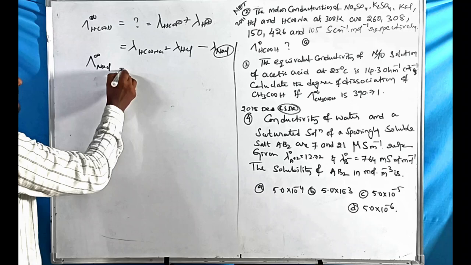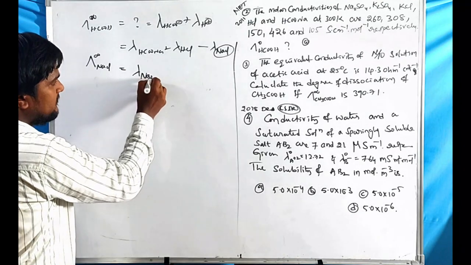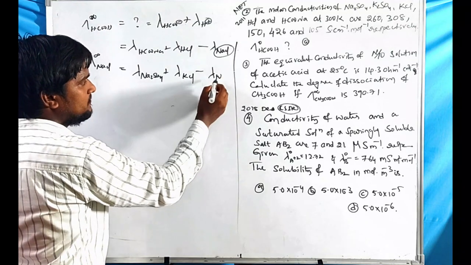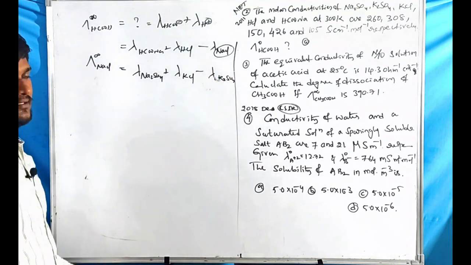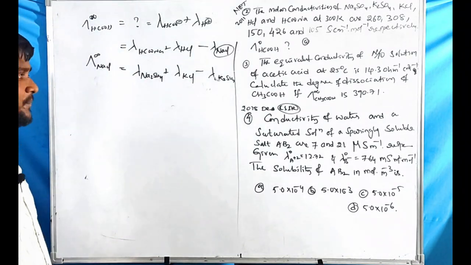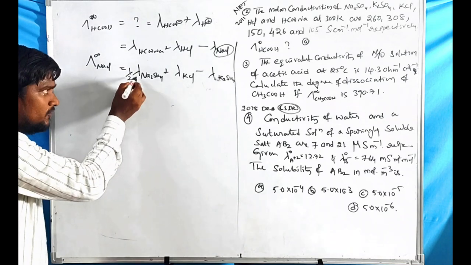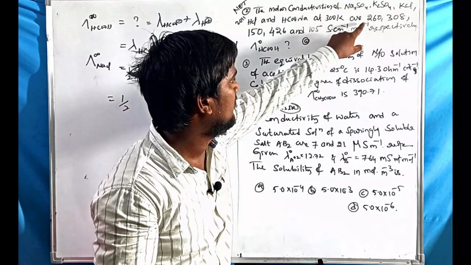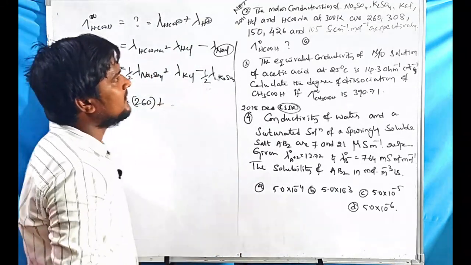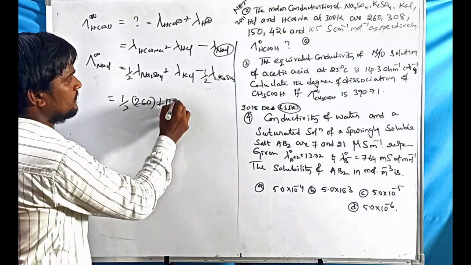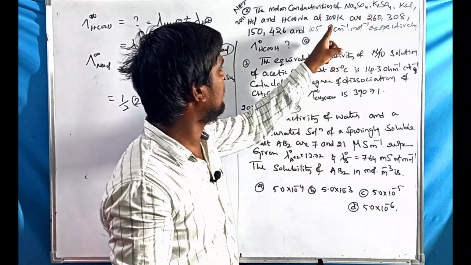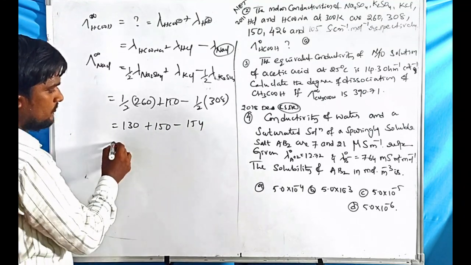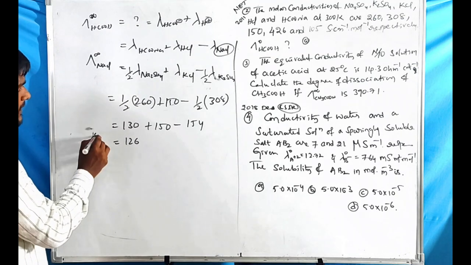Now for NaCl, they have given the equivalent conductance of Na2SO4. Again we require Cl, so they have given KCl, and K2SO4 is subtracted from the sum of these two values. Here they are given two sodiums, and we require only one sodium, that's why we take half of these values. Half of Na2SO4, the first value, is 260, plus KCl, the third value, is 150, minus half of the K2SO4 value, the second value, 308. Here it is 130 plus 150 minus 154, so approximately 126. This is the equivalent conductance of NaCl.